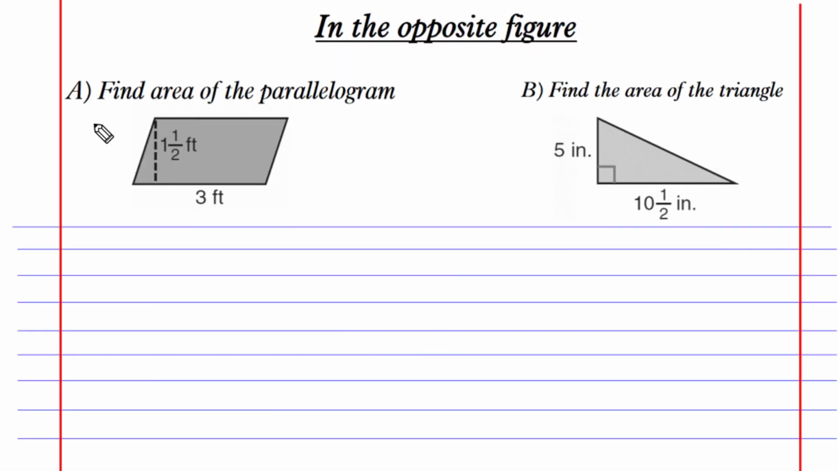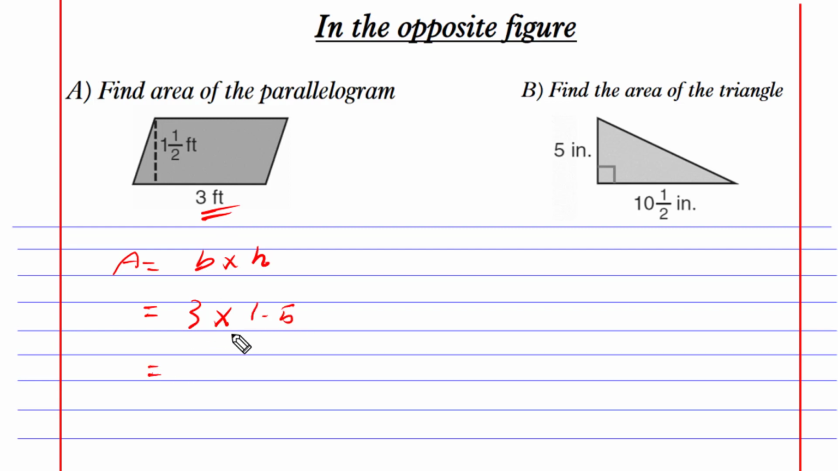Next, in the opposite figure, number A, find the area of the parallelogram. We studied before that the area of a parallelogram equals base times height. What is the base? The base here is a side of the parallelogram. It will be 3. 3 times what? 1 and 1/2. We can write it as 1.5.